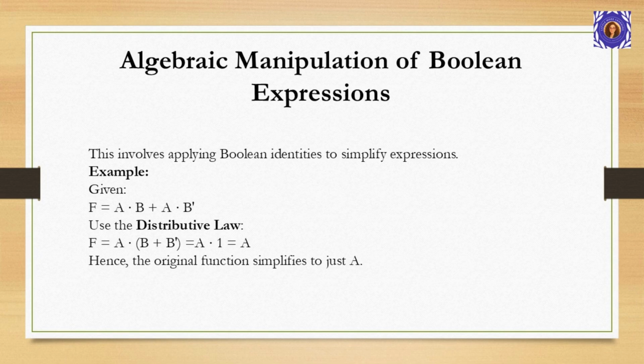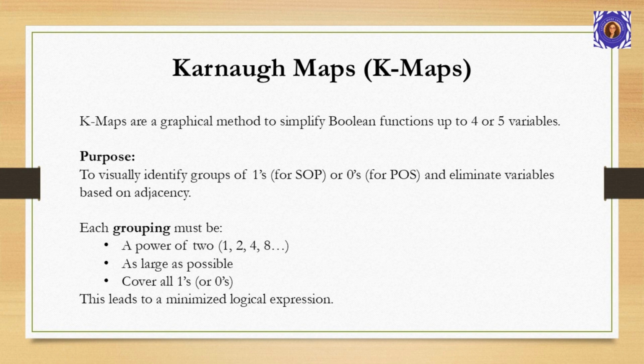So our original complex expression simplifies to just A. This kind of simplification is crucial for efficient circuit design. Karnaugh maps, or K-maps, are a graphical method for simplifying Boolean functions with up to 4 or 5 variables. Think of them as a visual way to apply Boolean algebra rules.